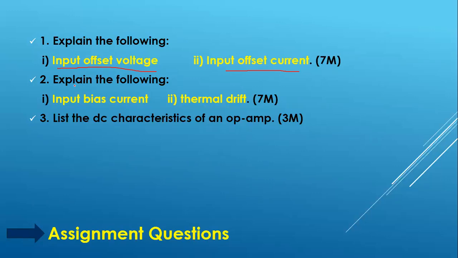The second question is to explain the following: input bias current and thermal drift. Here the maximum marks will go to input bias current, and only 3 marks for thermal drift. Again, list the DC characteristics of an operational amplifier. Since this asks only for a short answer, it is sufficient to mention the list of DC characteristics, that is the 5 points. So these are the questions that we can expect from the DC characteristics of an operational amplifier.